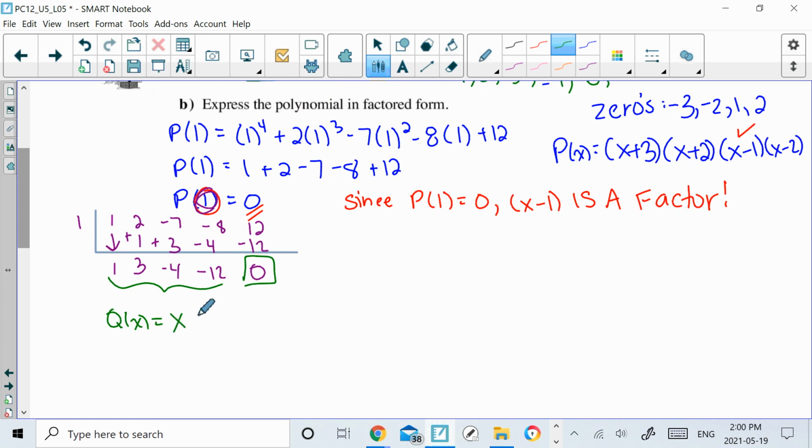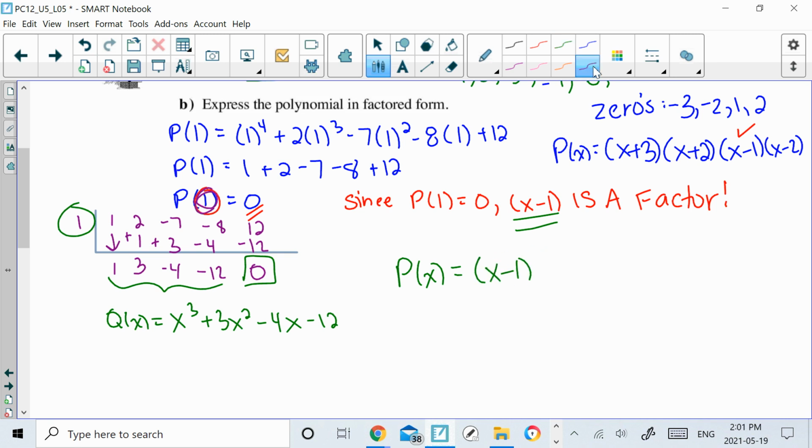So this would be x to the 3 plus 3x squared minus 4x minus 12. Where I'm at now with factoring is the following. P of x is equal to, I get to list the factor that gives you a root of 1, so that would be x minus 1. Then I now write my quotient.